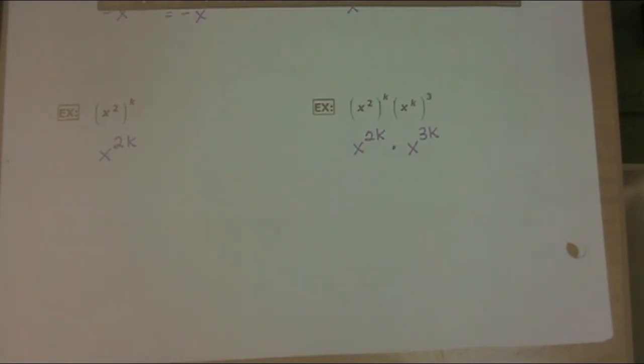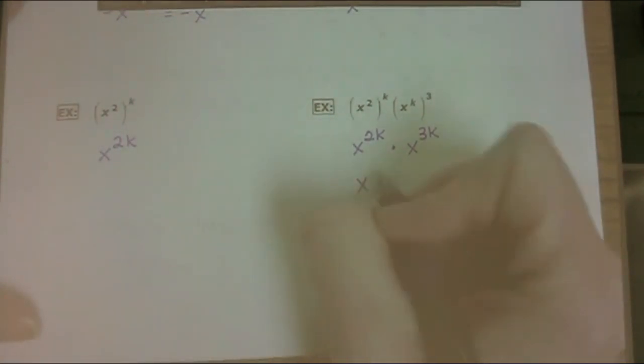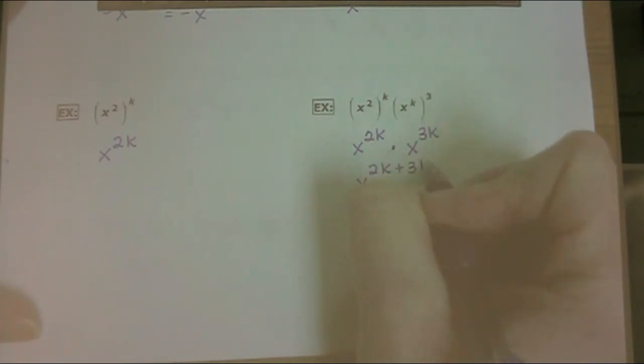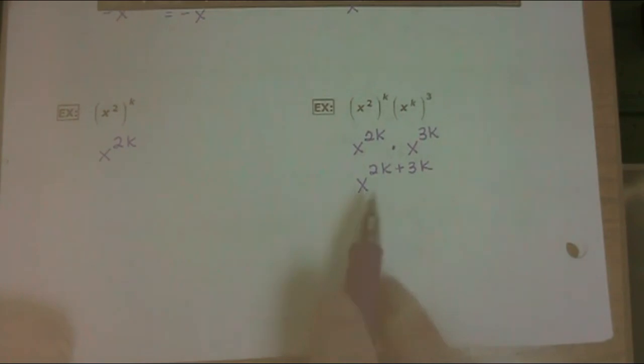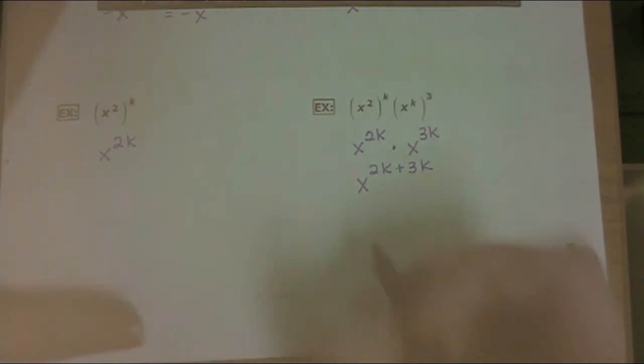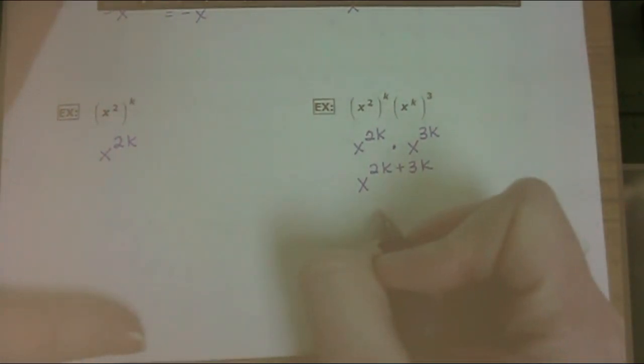Now that I've simplified using the power rule, I'm going to simplify using the product rule. And the product rule tells me I'm going to add these exponents. All right? So here's my simplification: x to the 2k plus 3k power. And when I simplify that, that does simplify because 2k and 3k are like terms. 2k plus 3k equals 5k. So this is x to the 5k power.